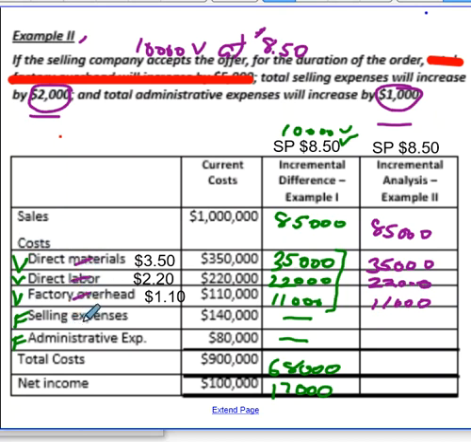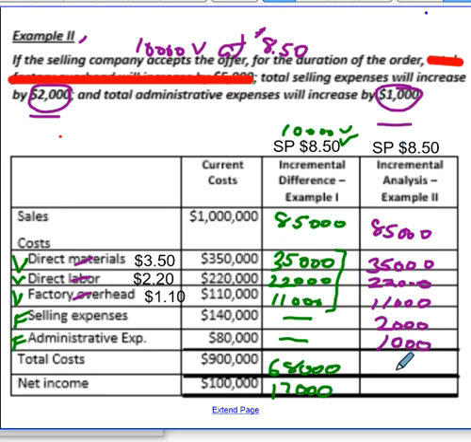Now normally they wouldn't change, but in this case our total selling expenses, for whatever reason, are going to increase by $2,000. So we have an incremental change in selling expenses of $2,000. So we put that in our incremental analysis. So if we accept those 10,000 volume, for some reason our selling expenses will increase by another $2,000. Administrative expenses will increase by $1,000. So again, we'll basically show that incremental change of $1,000.